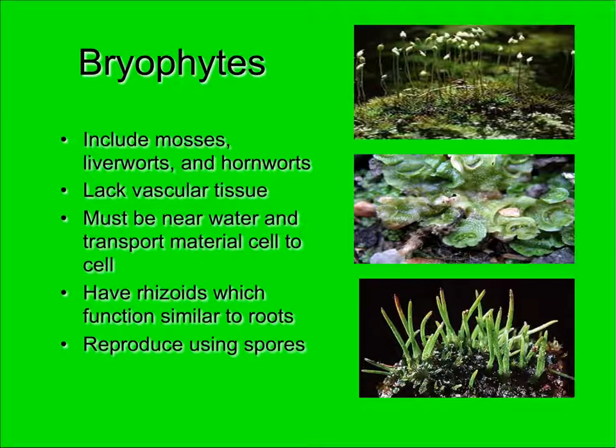They do not have vascular tissues. That's why they're very small. They also don't have roots as we know them, but they do have a structure that kind of acts like roots, which is a rhizoid. And their reproductive strategy is to create spores.